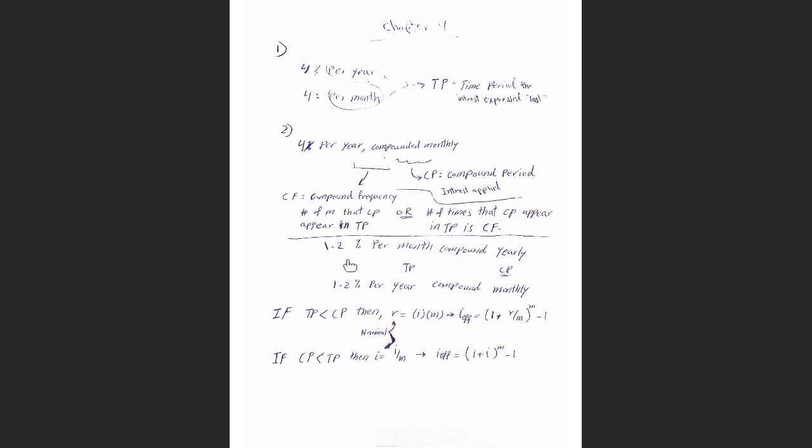I have shown you two different scenarios: 1.2% per month compounded yearly, and 1.2% per year compounded monthly. In the first one, the time period is less than the compound period, but in the second one, the time period is greater than the compounding period. For those two scenarios, you apply the formulas straightforwardly to get the answer.